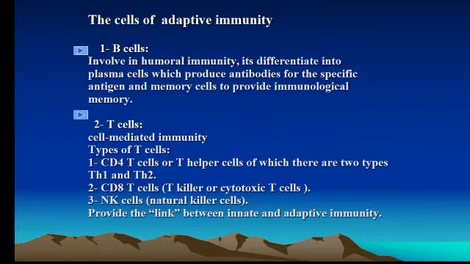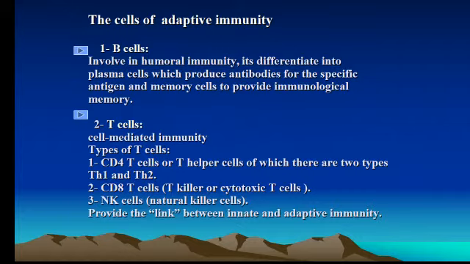The cells of adaptive immunity, number 1 and number 2, starting with number 1. B cells are involved in humoral immunity. They differentiate into plasma cells, which produce antibodies for the specific antigen, and memory cells to provide immunological memory.